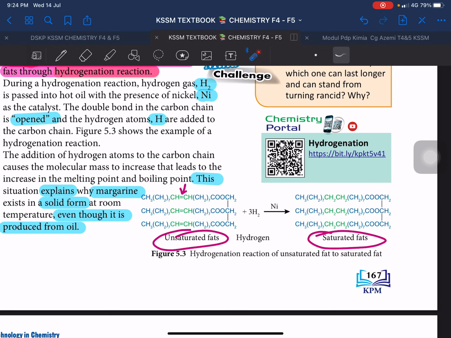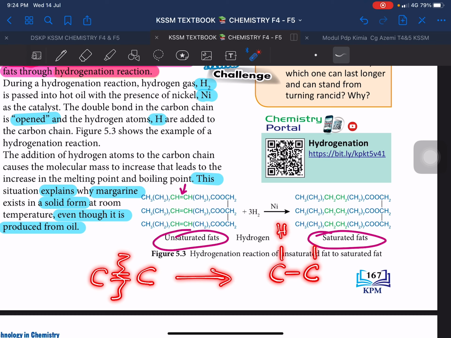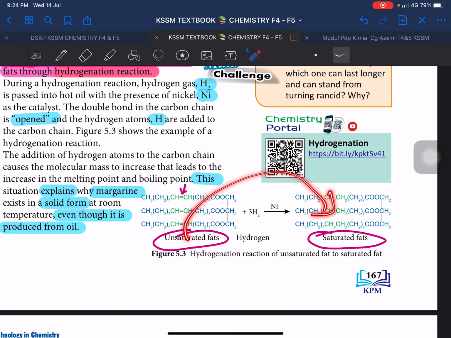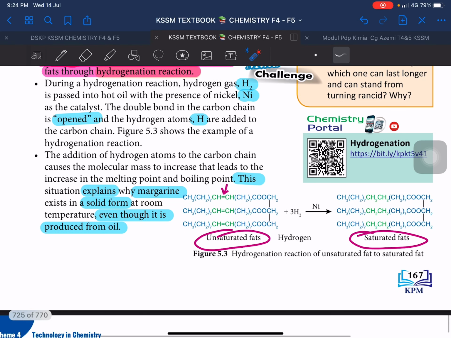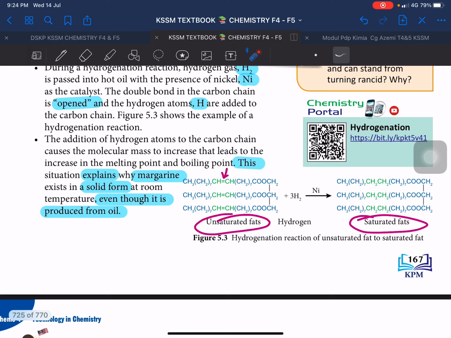Okay. So, after that, this double bond akan dibuka. Open. So, what will happen? Hydrogen ini akan masuk. Okay. Masuklah di sini. Kamu tahu juga kan, kalau C double bond C ni, kalau kita buka, so kita akan ada like this, more bonds untuk ikat the hydrogen. That's why, boleh convert, boleh. Just pass the hydrogen gas into hot oil. Okay, now, jadikan.